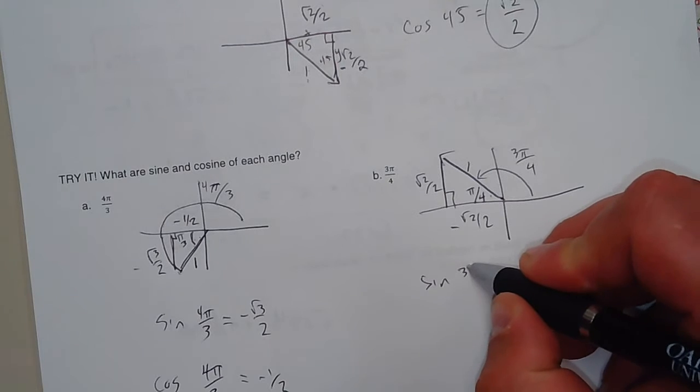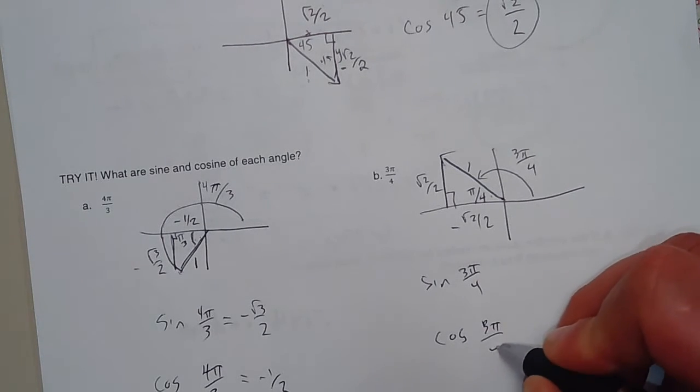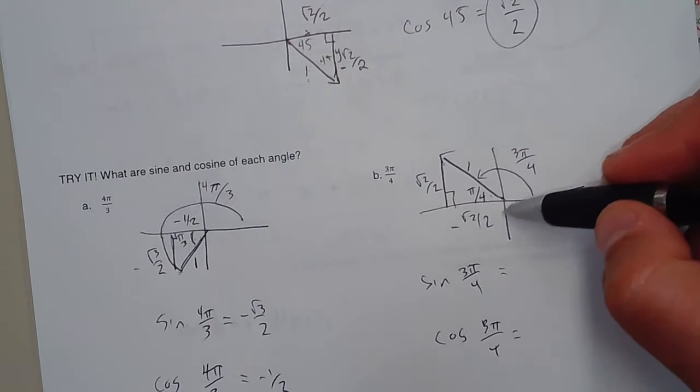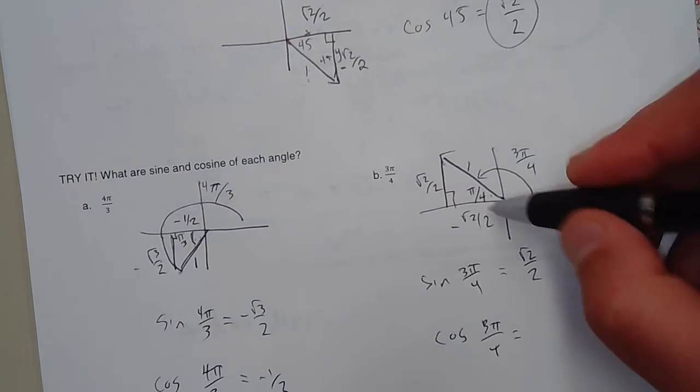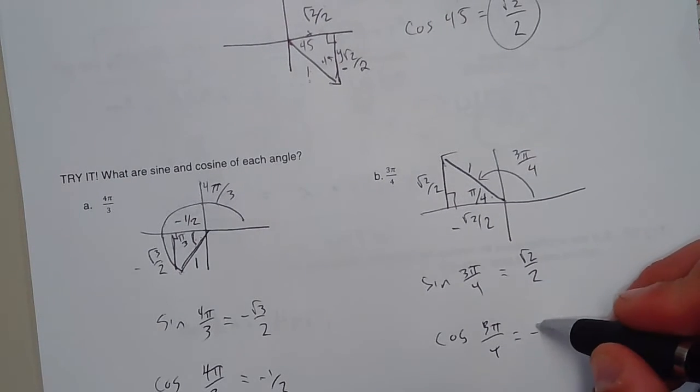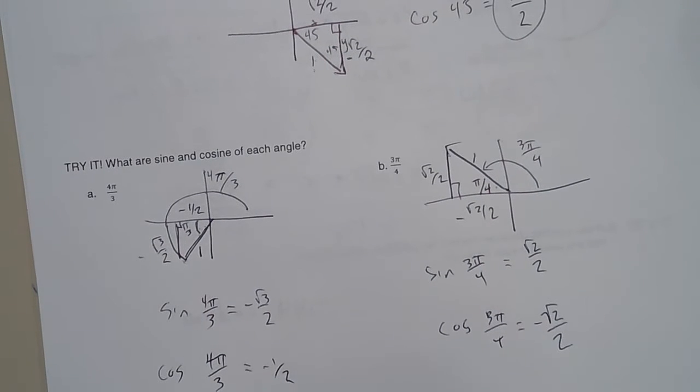All right, so sine of 3 pi over 4 and cosine of 3 pi over 4 are, our sine is our opposite over hypotenuse, so that's just root 2 over 2. Our cosine is our adjacent over hypotenuse, so it's negative root 2 over 2. And that's it. We got them. Definitely not too bad. Very doable. You just got to get comfortable with your special right triangles and drawing these out.